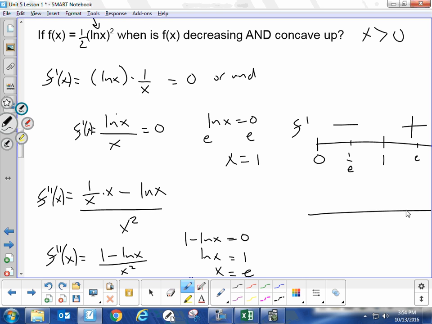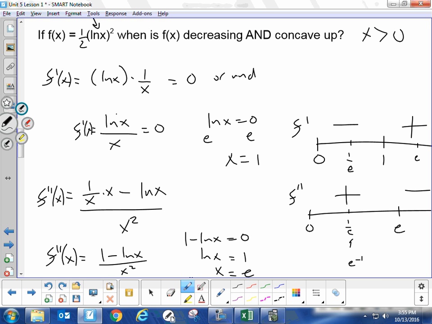So for my second derivative, we're focused around e. And I'll move that over just a little bit. And again, I start at 0, so I need a value between 0 and e. Again, I can use 1 over e. This is the same as e to the negative first. I plug in e to the negative first, I get negative 1, so 1 minus negative 1 would be 2. This will be positive. If I pick a value like e squared, the log of e squared is 2, so 1 minus 2 is negative 1 over e squared, that's also positive, so it's negative divided by a positive, that's a negative.